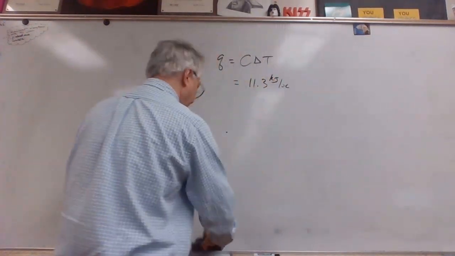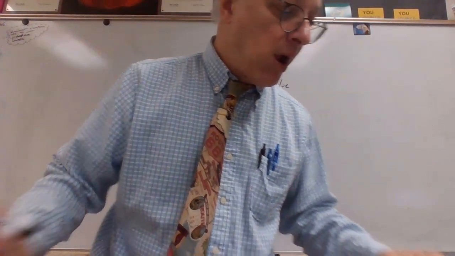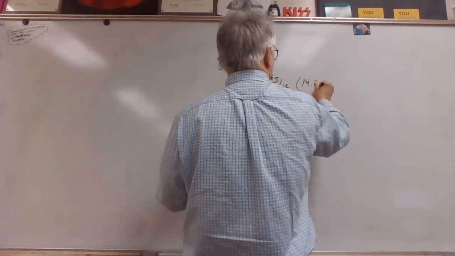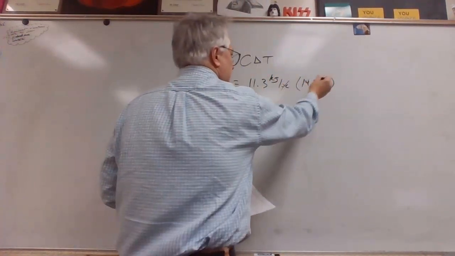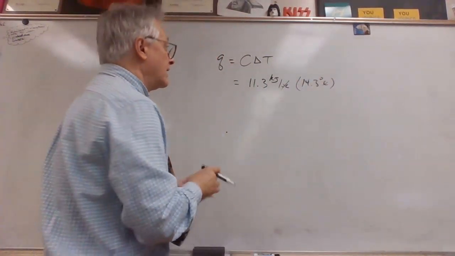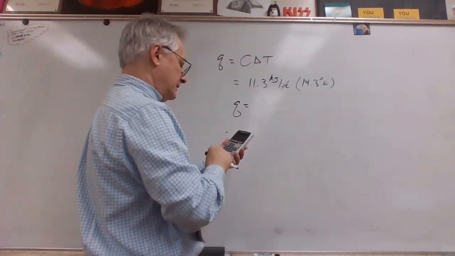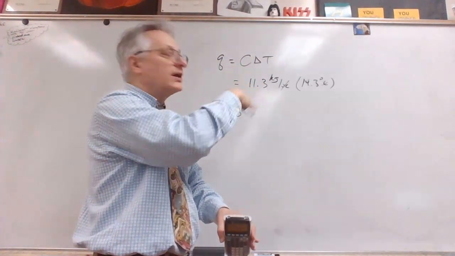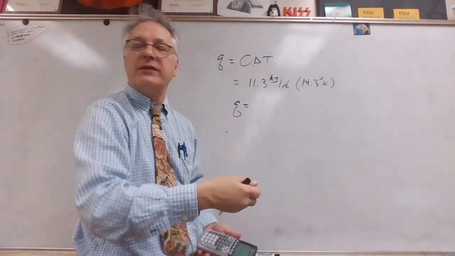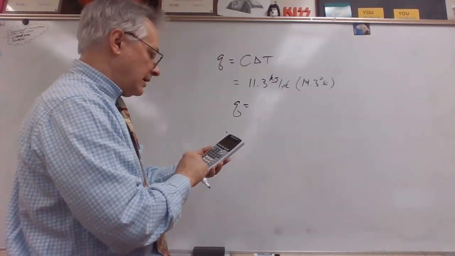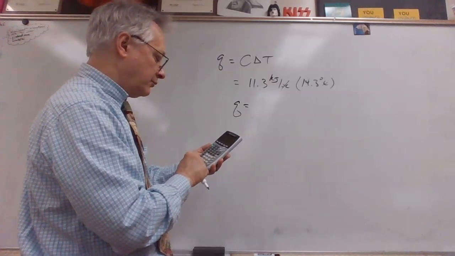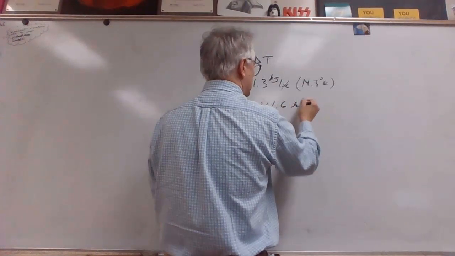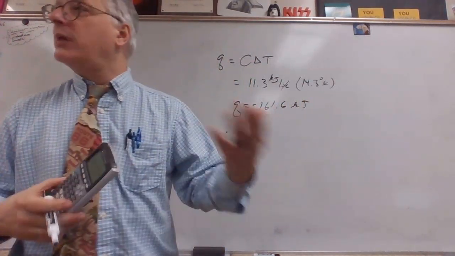And the bomb calorimeter has the same heat capacity. And our delta T, though, is different. It's 14.3 degrees C. Degrees C cancel, kilojoules are left, and we've got Q. I should have in the last one changed the sign to negative because we are burning these things that are giving off heat. So forgive me if I didn't do that. 11.3 times 14.3, and that's 161.6 kilojoules. So that would be a negative value actually, since we're combusting this.